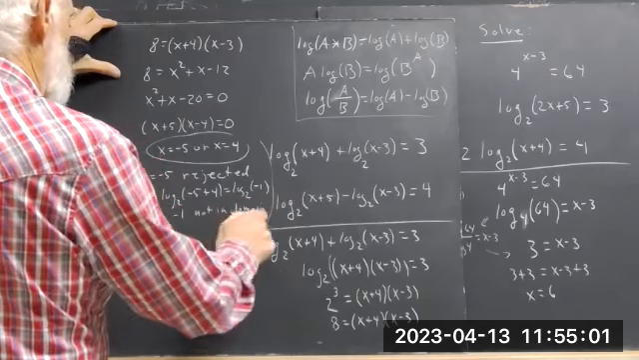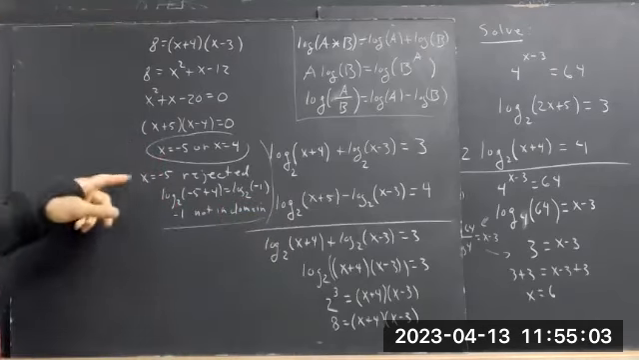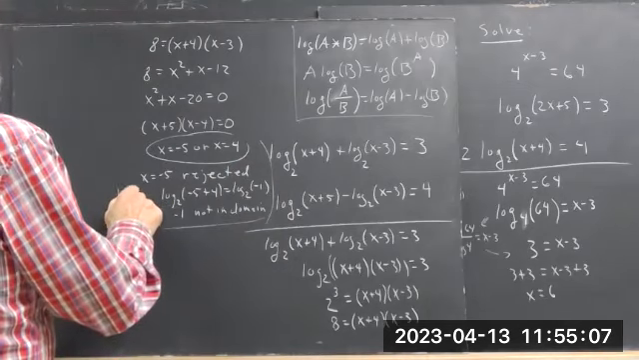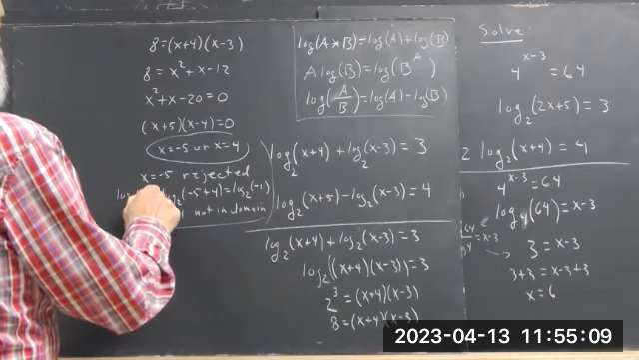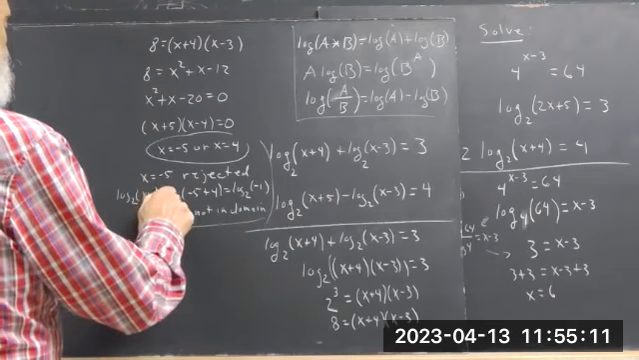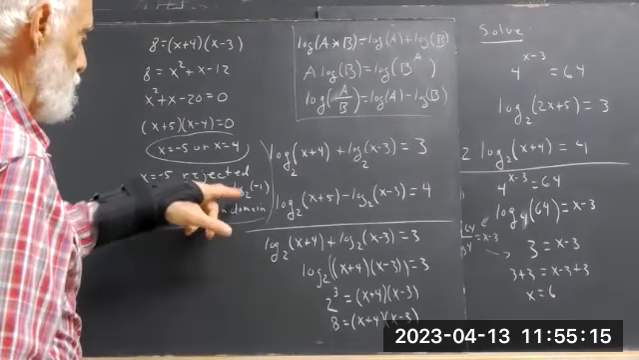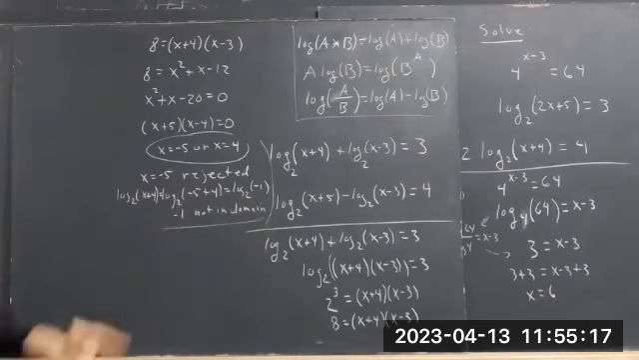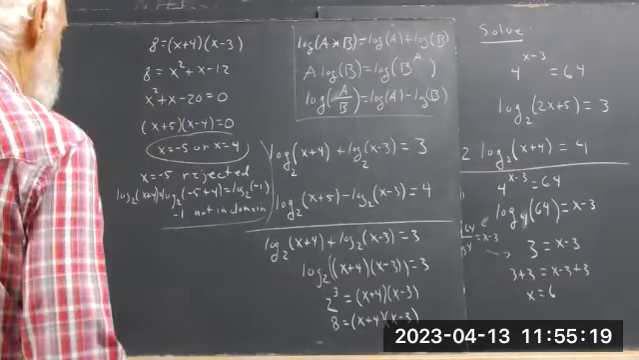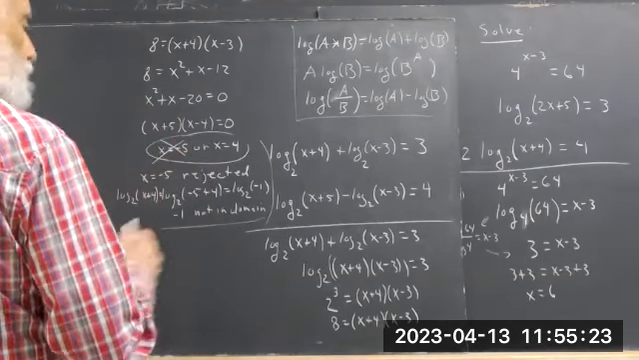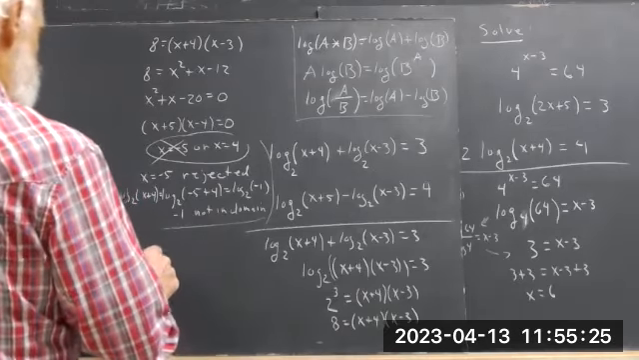Right, so x minus 5 is rejected because log 2 of x plus 4 would be log 2 of negative 5 plus 4, which is log 2 of negative 1, and negative 1 isn't allowed in a log. So we've got to cross this out. x equals 4 is okay.